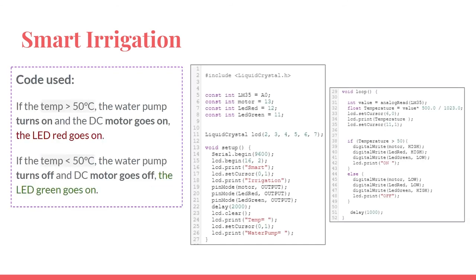For the code I used, the LCD shows smart irrigation as the heading, then displays the temperature and the water pump status. If the temperature is greater than 50 degrees, the water pump turns on as well, the motor goes on, and the red LED light goes on. If the temperature is less than 50, the water pump turns off as well, the motor turns off, and the green LED light goes on.